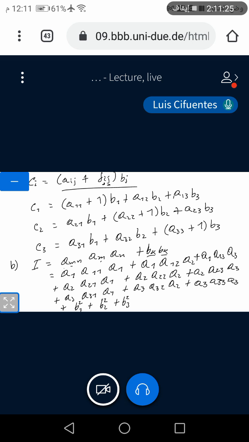To square. Very long term for this scalar. Okay, I'm just going to give you 5 or 10 seconds to write down this very long equation to continue with exercise C.